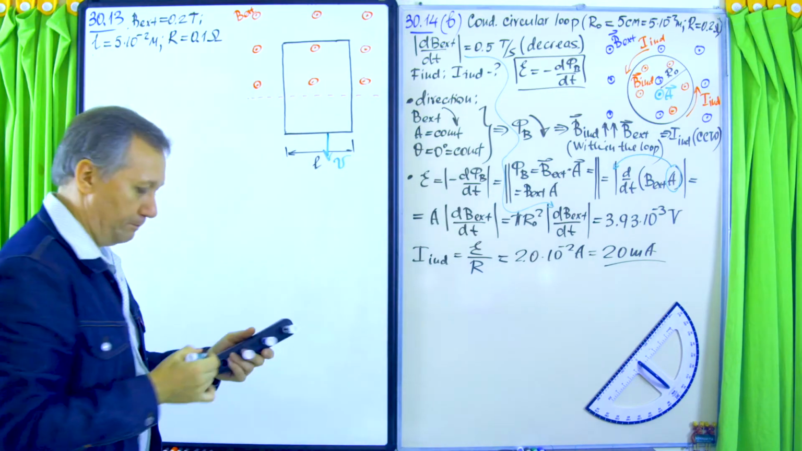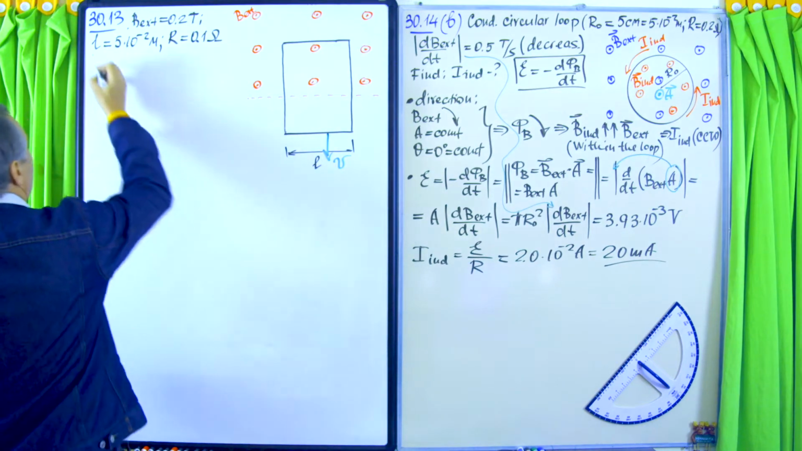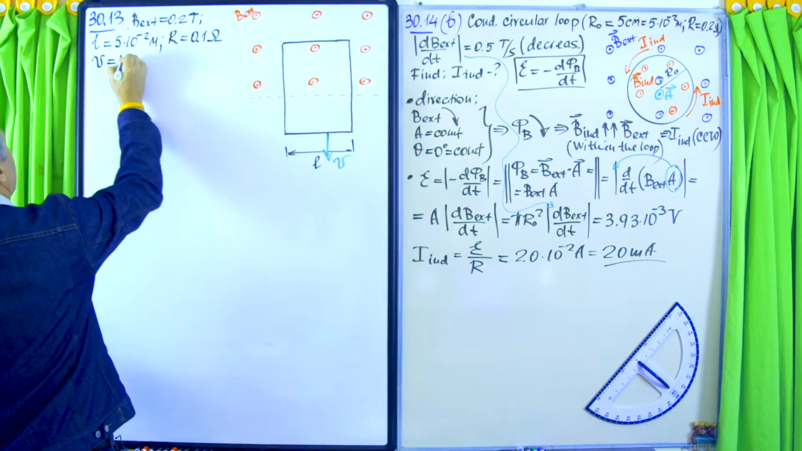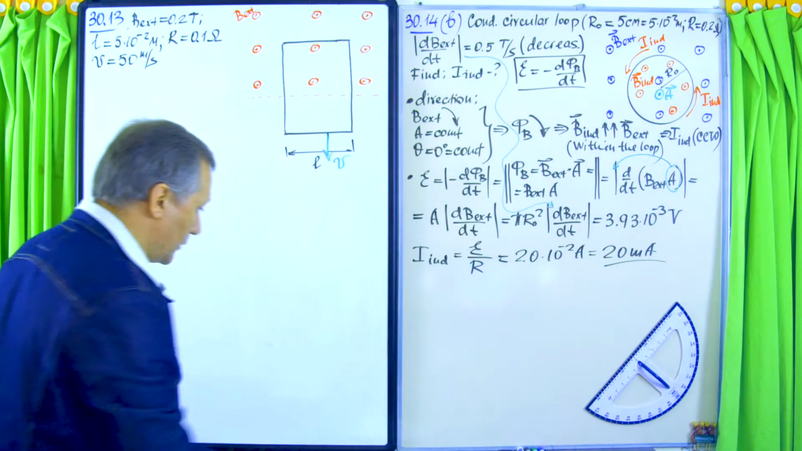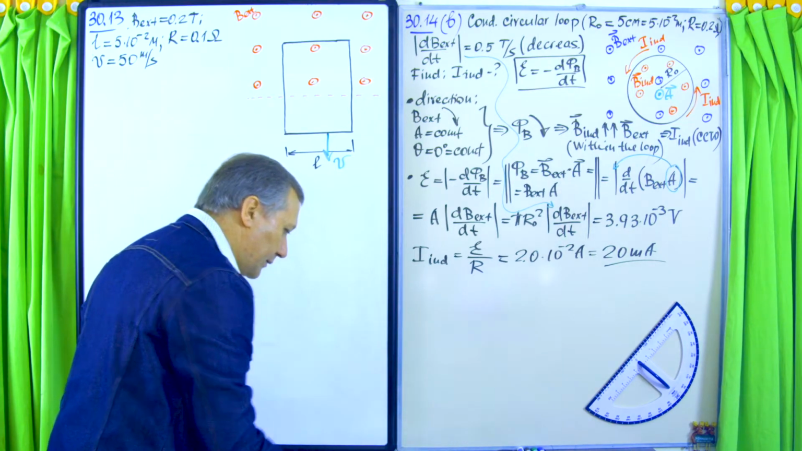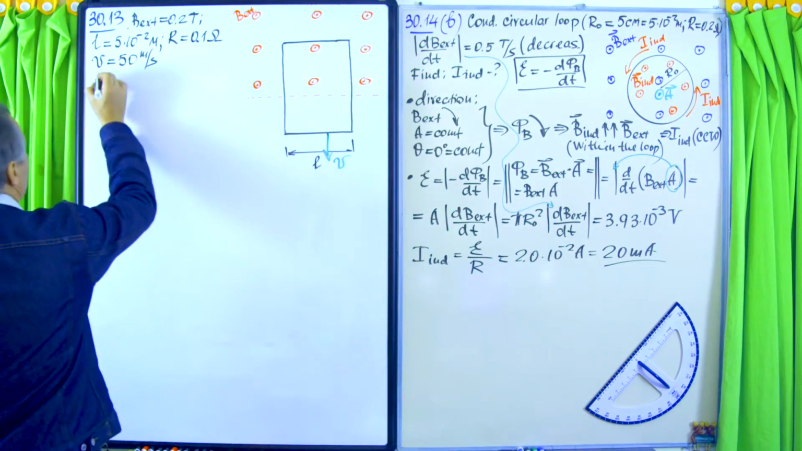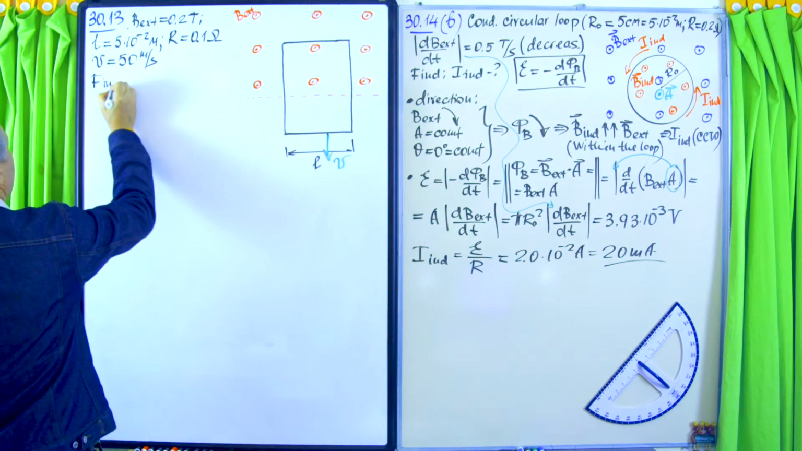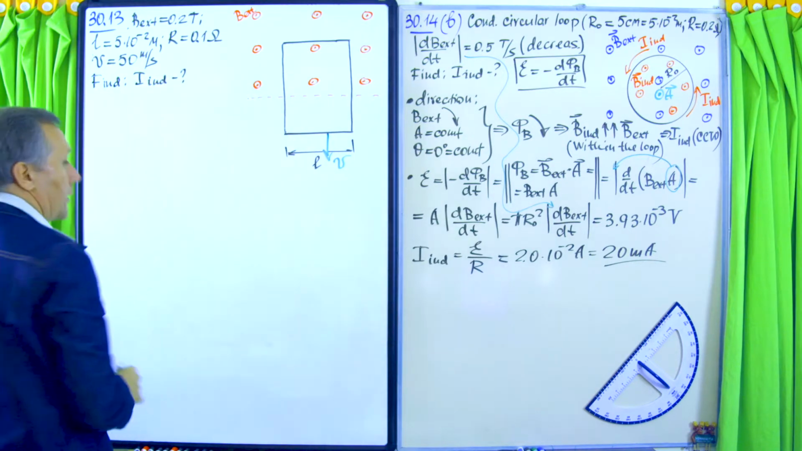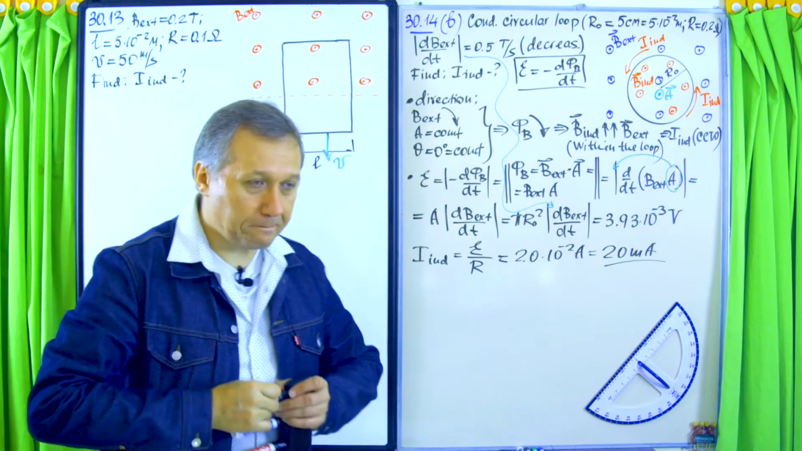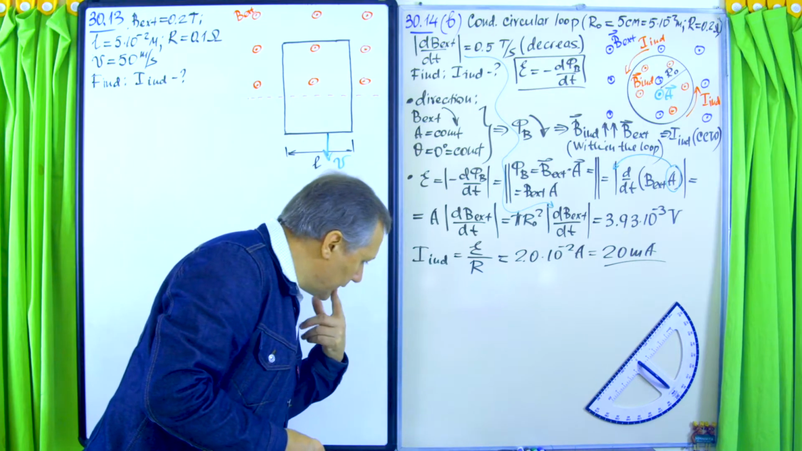V is 50 meters per second. Wow, that's quite a speed for the loop, 50 meters per second. So that's what is given. I think I gave you everything. Yeah, I gave you all my heart, right? And we need to find the same as before: information about the induced current, again direction and value.